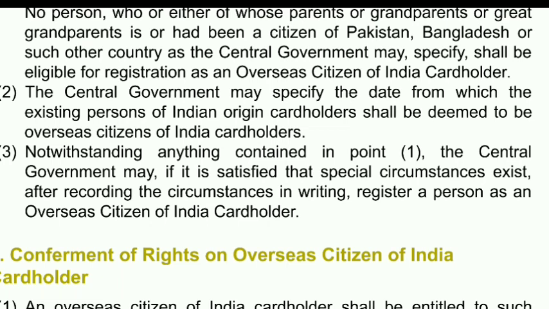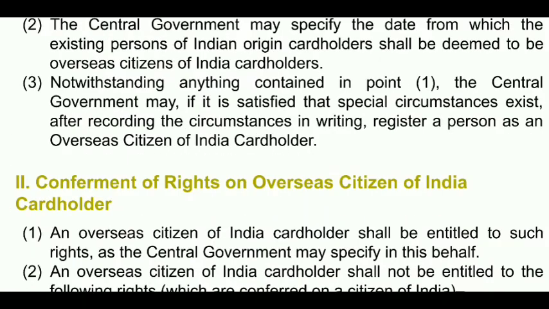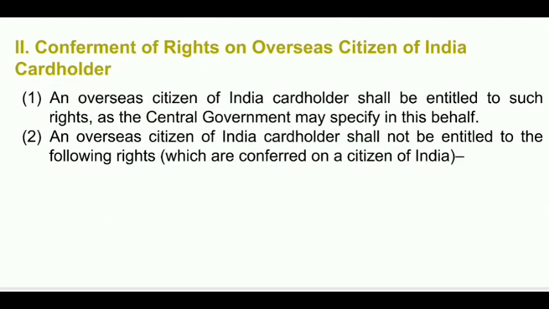Number 3. Notwithstanding anything contained in point 1, the central government may, if it is satisfied that special circumstances exist, after recording the circumstances in writing, register a person as an overseas citizen of India card holder. Rights of an overseas citizen of India card holder. Number 1. An overseas citizen of India card holder shall be entitled to such rights as the central government may specify in this behalf. Number 2.